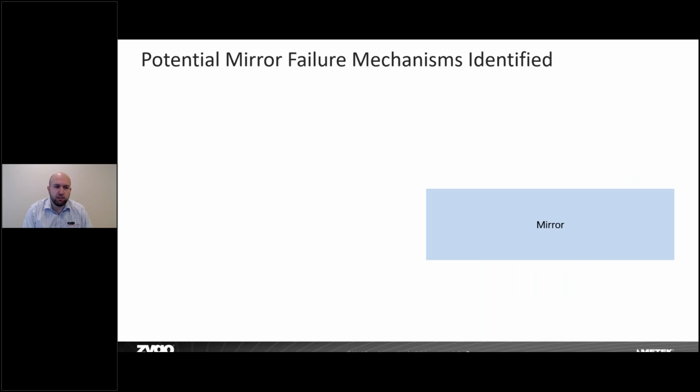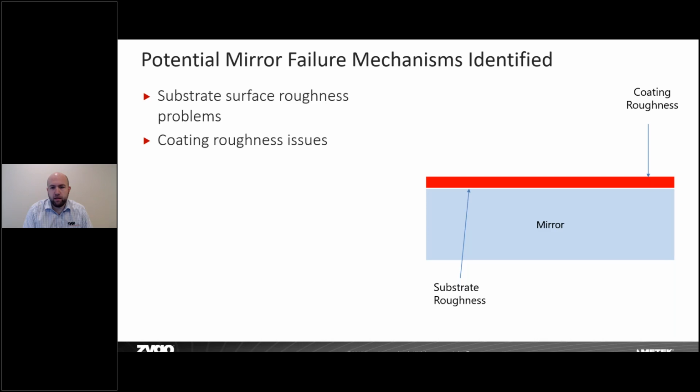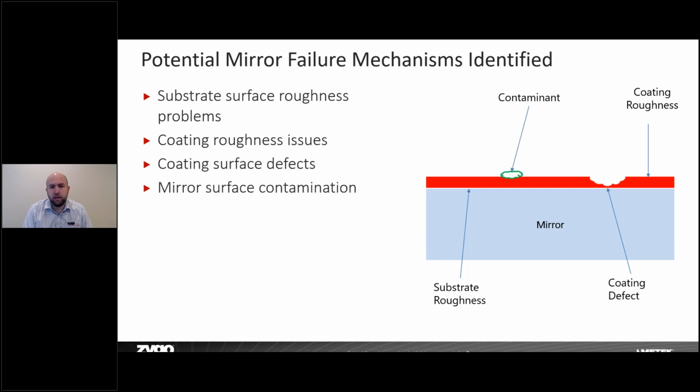Some of the potential failure mechanisms that could be the cause of these issues are, one, the substrate roughness of the mirror that was then bleeding through into the final surface and causing that scatter, though it also could have been the coating roughness itself, as well as a defect or defects in the coating or contamination on the coated surfaces too.